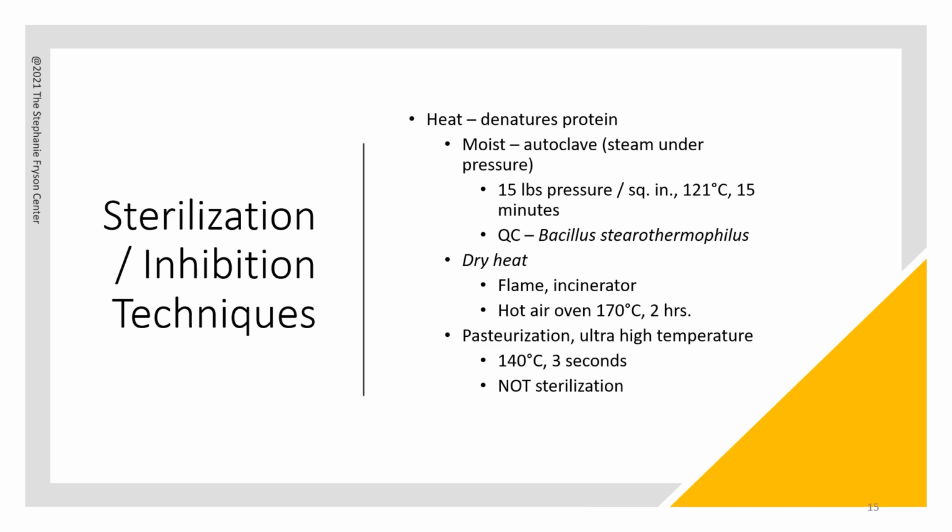All right, the second thing that you can do to sterilize or inhibit is dry heat, a flame, or an incinerator. This is hot air and it's normally at 170 degrees Celsius for 2 hours. This is not normally a question other than to know the difference between a regular autoclave versus dry heat.